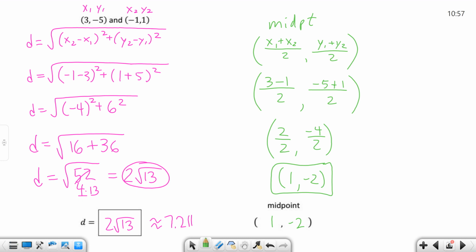So we got two integers there. I started to say whole numbers, but negative 2 is not technically a whole number. It's an integer. Whole numbers are 0, 1, 2, 3, 4, 5. They're not negative. So integers are positive and negative whole numbers by definition.